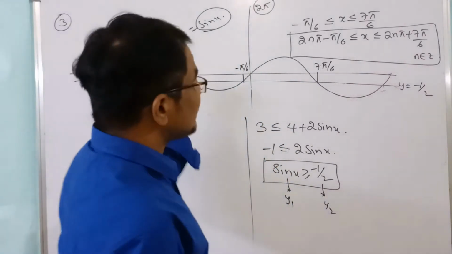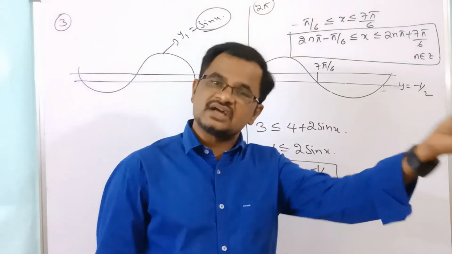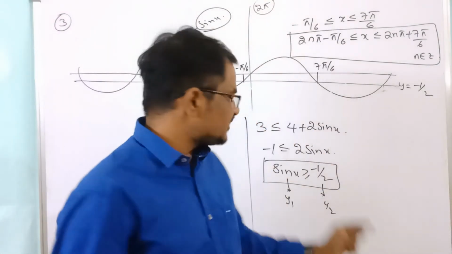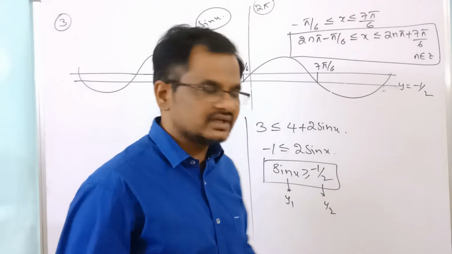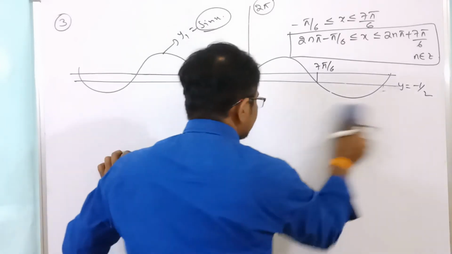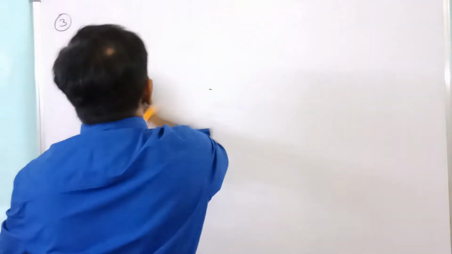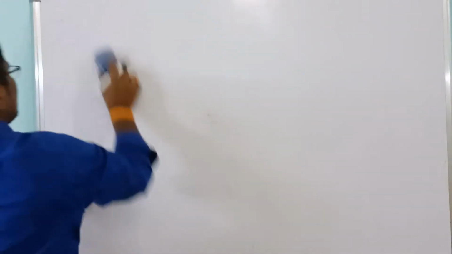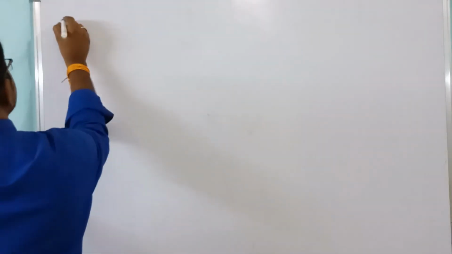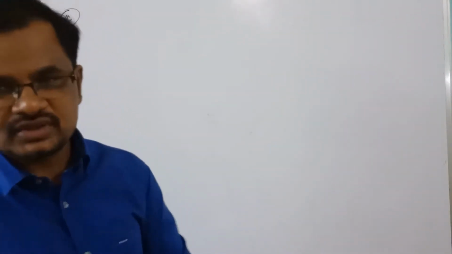So indirectly what they are asking is the domain of cos inverse of, like that. If you simplify, this is what you get. Okay, no? Next, take the fourth problem. All these problems are most important.